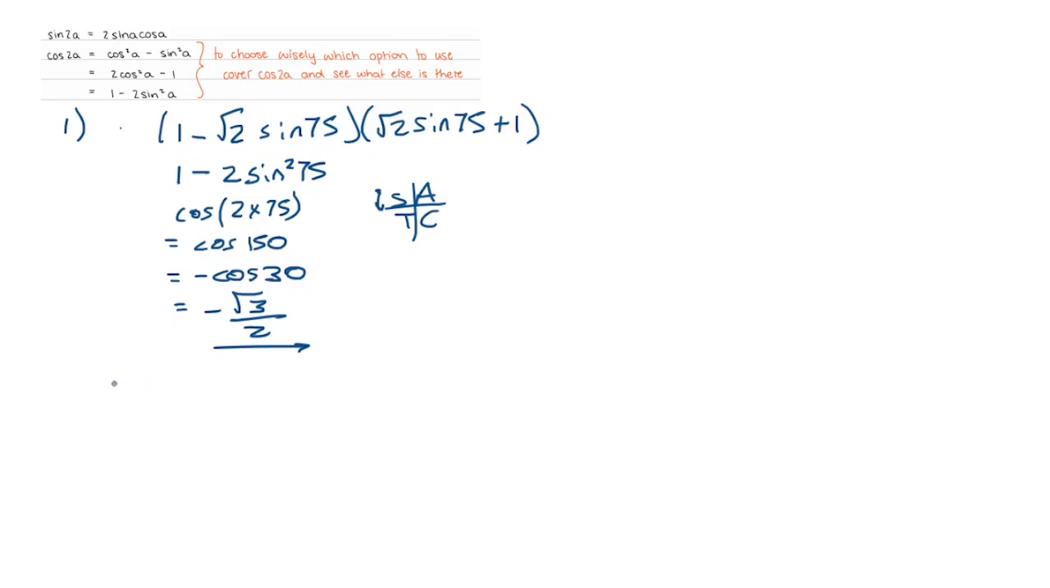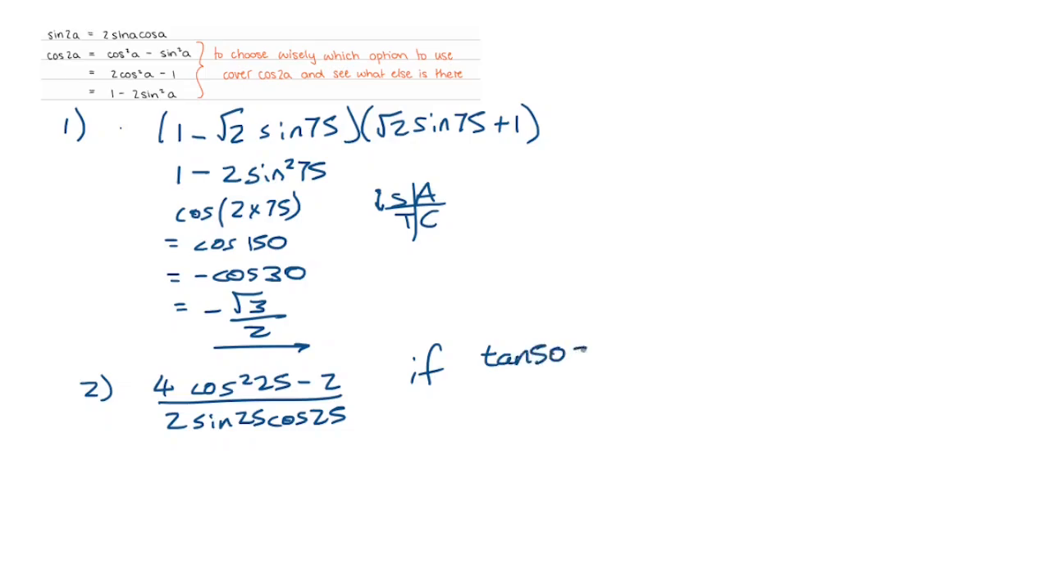The second worked example for today is (4 cos squared 25 minus 2) over (2 sine 25 cos 25), and they want the answer in terms of k if tan 50 equals k.